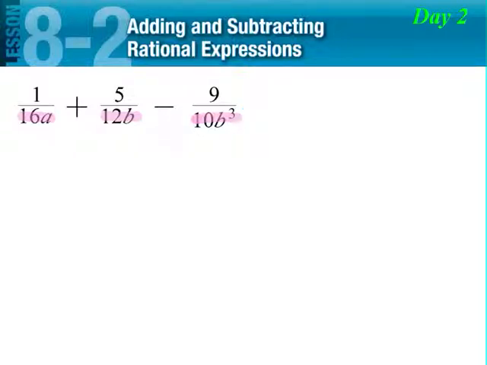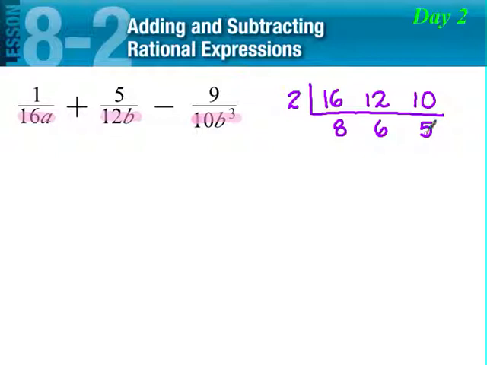The first place I would start is finding the LCM of 16, 12, and 10. If you remember, we had a nifty way to do that. What we would do is this, remember? Then we find a number that goes into all three. Is there a number that goes into all three? 2. So 2 goes into 16, 8. 2 goes into 12, 6. 2 goes into 10, 5.